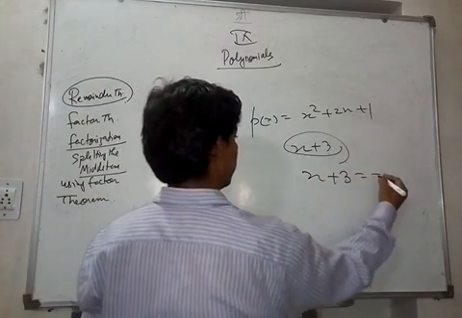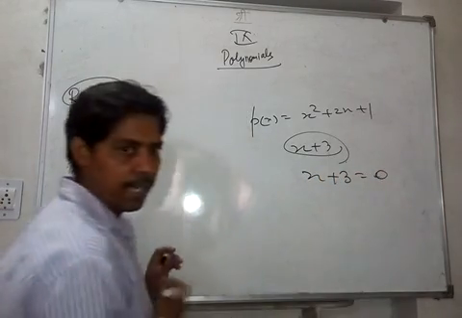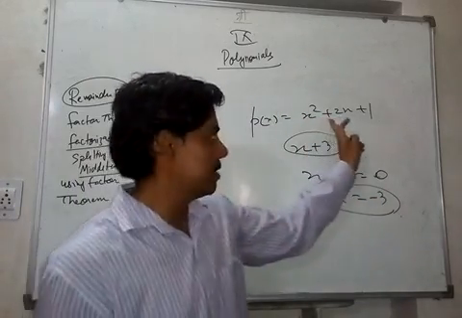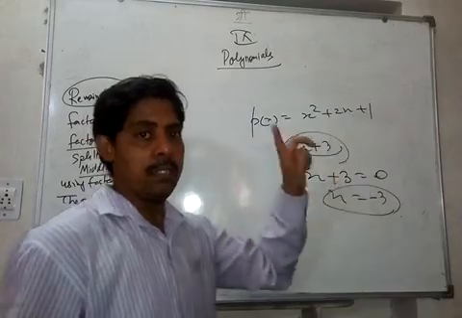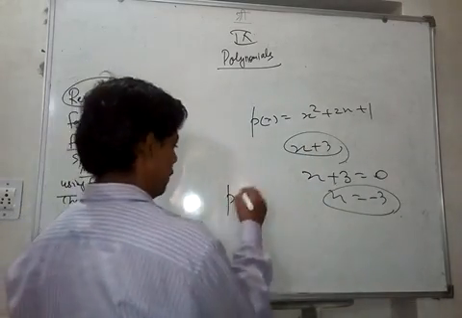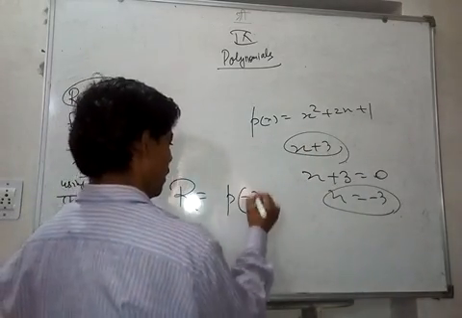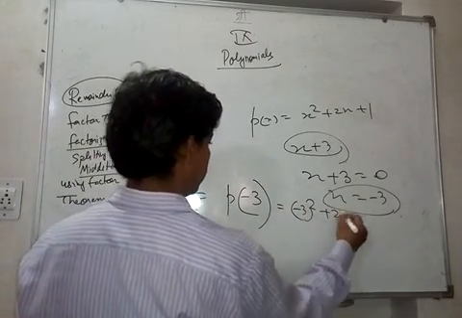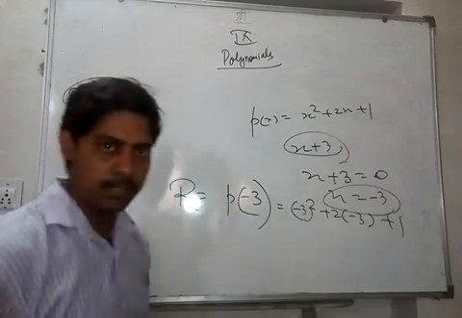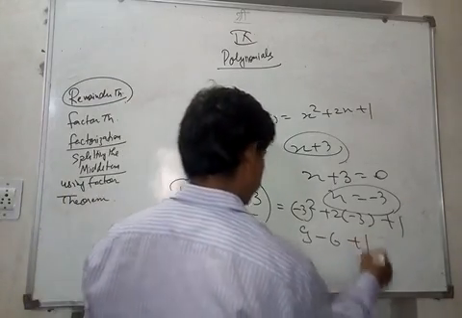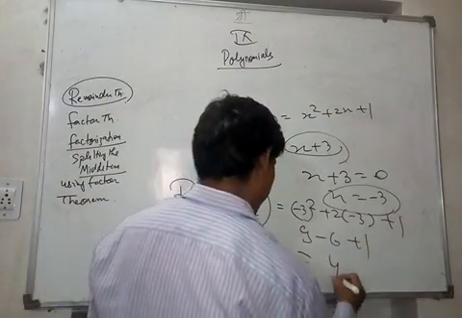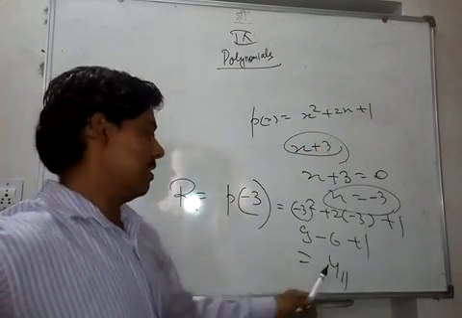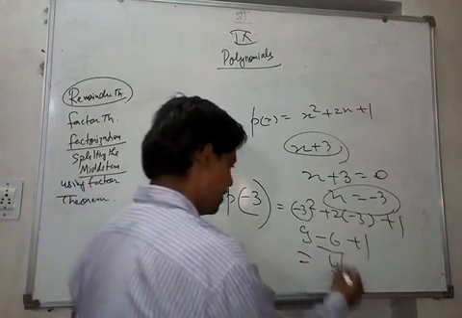We'll write x plus 3 is equal to 0, and as soon as you write 0 you will get x equals minus 3. Now if I put minus 3 in place of x, I will get the remainder. So remainder is equal to p of minus 3. p of minus 3 is minus 3 square plus 2 into minus 3 plus 1, and minus 3 square is 9. 9 minus 6 plus 1, that is 3 plus 1, 4. So you can check, whenever you divide this by x plus 3, you will get the remainder as 4.